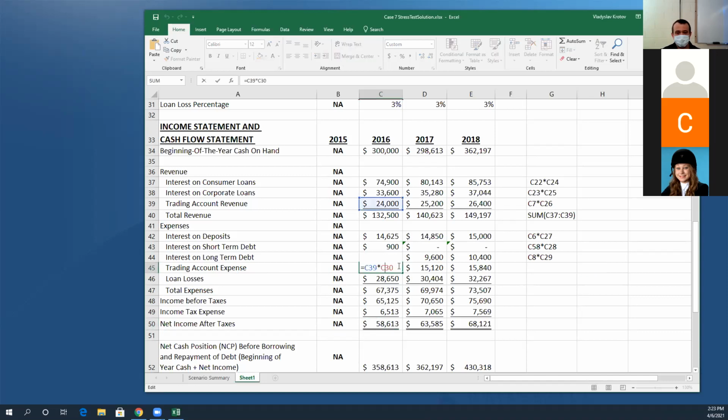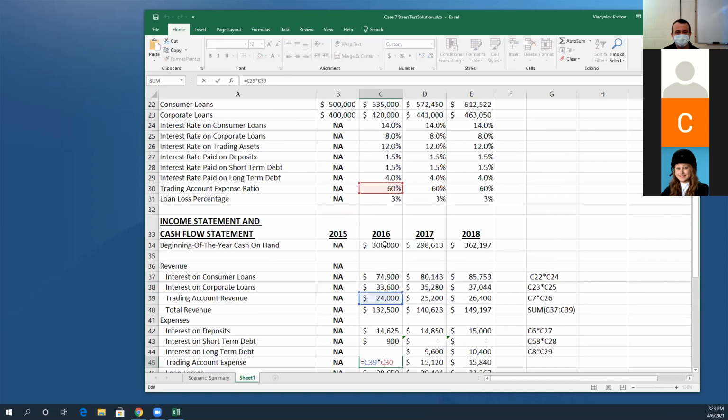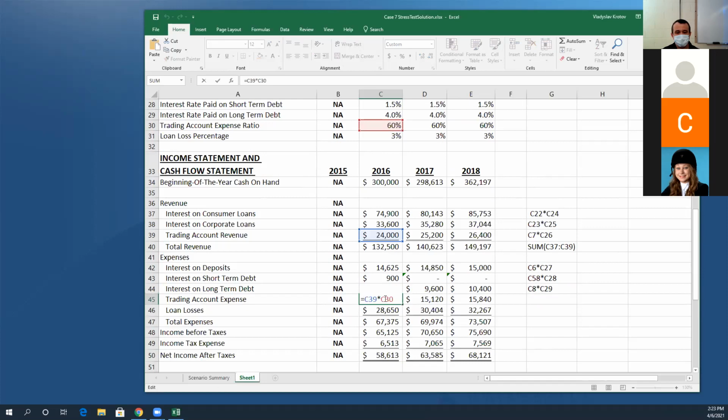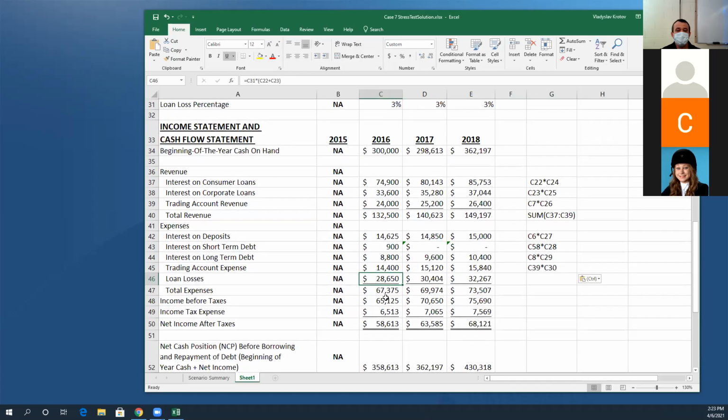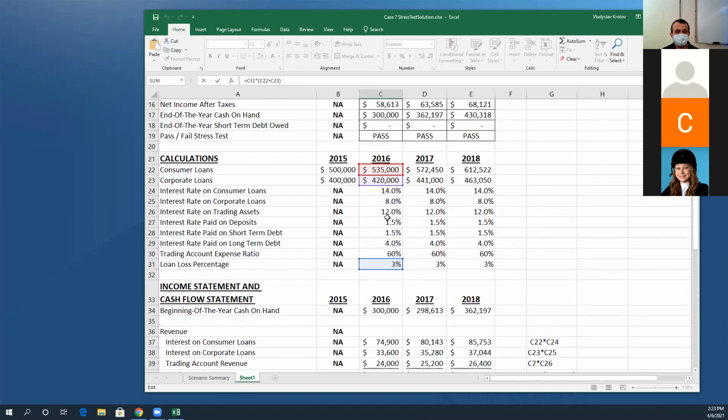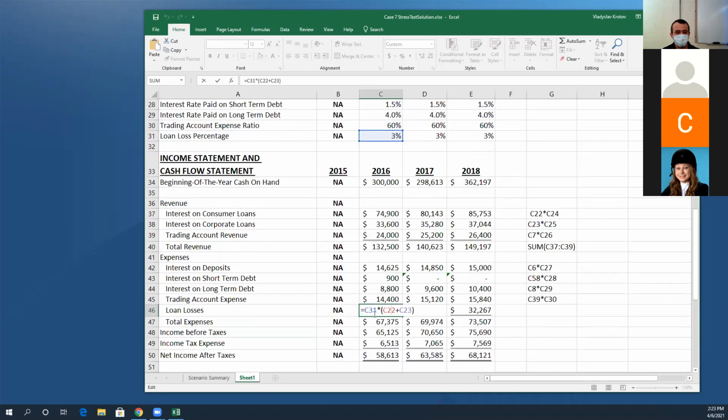So trading account expense is calculated by multiplying trading account revenues by the expense ratio, which is right here, 60% in our case. So it's C39 times C30. And I'll put this formula right here. Loan losses: you multiply the loan loss percentage, which is C31, by the total amount of loans that you have to consumers and corporations, right? So it's this value plus this times 3%. So this is your loan percentage.